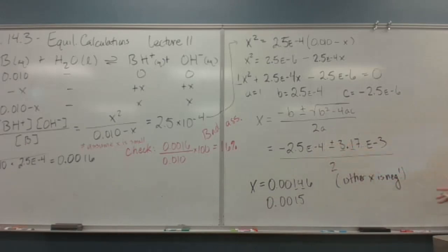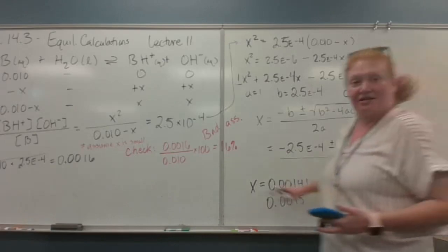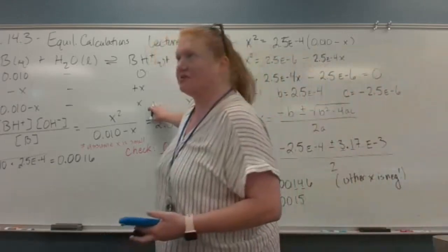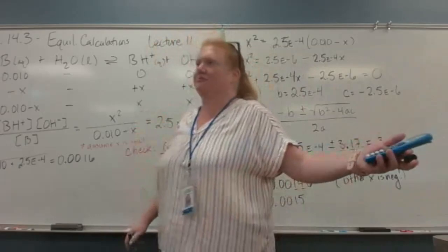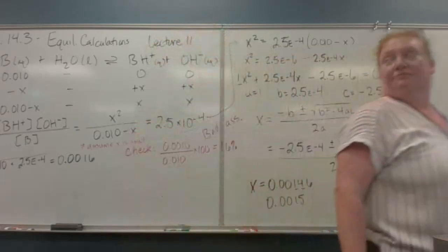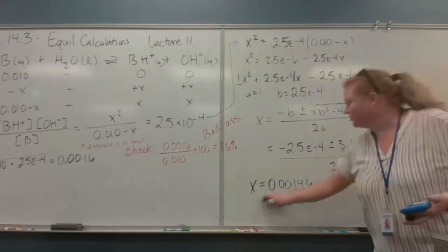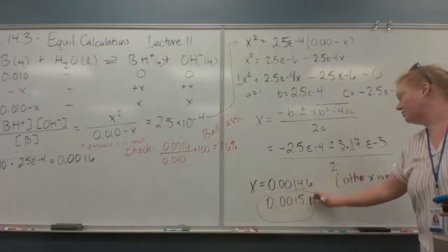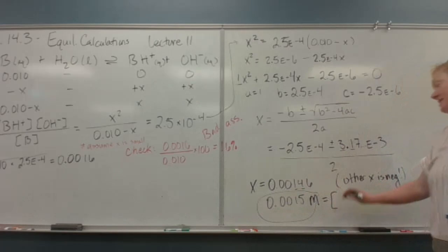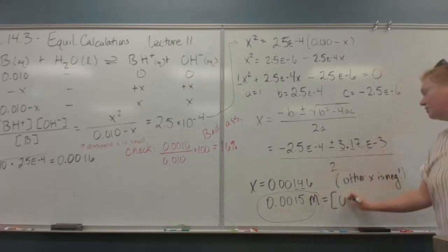Because if I'm saying x is a negative number, that means I'm saying there's negative concentration at equilibrium, and that's not a thing, right? It can be 0, it can't be negative. So we'll use this as our molarity of what? This is the molarity of OH minus.